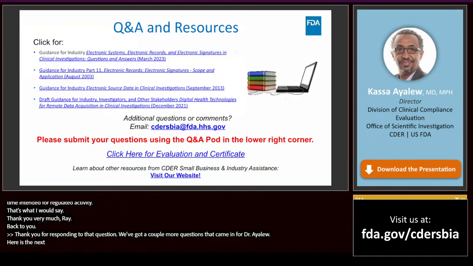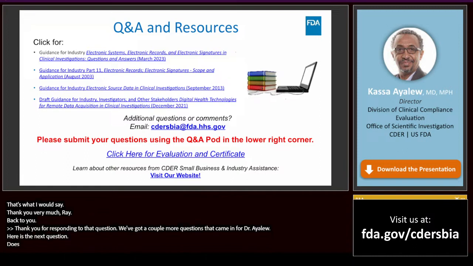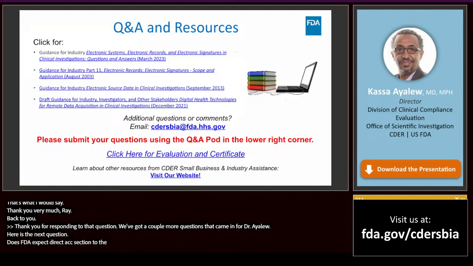Does FDA expect direct access to the EMR systems to verify data during an inspection, or are certified copies generated from such systems adequate?